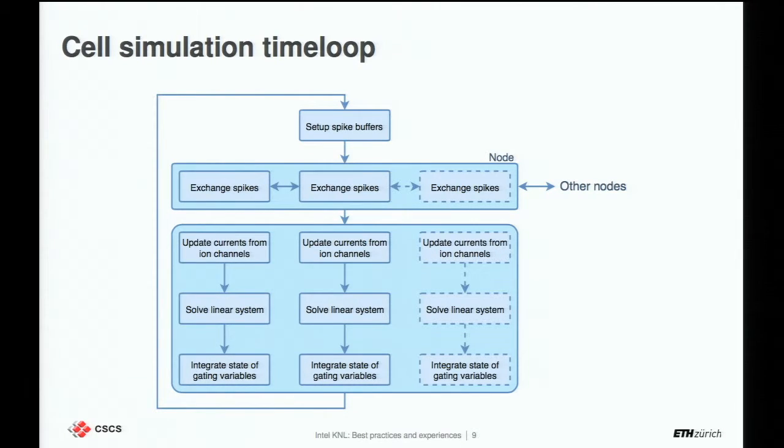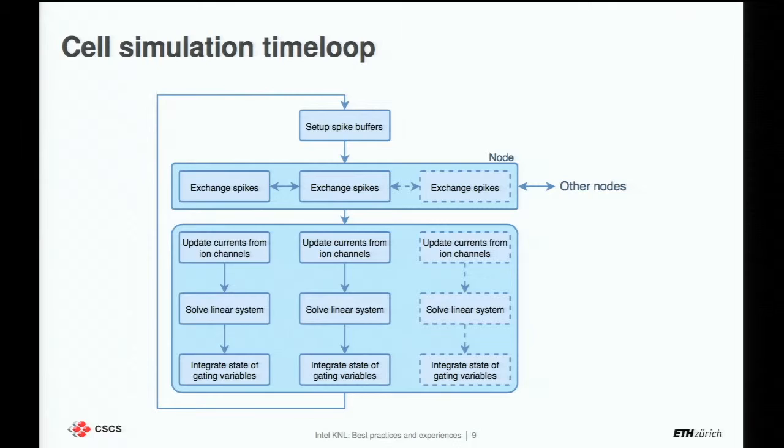Here is the basic time loop of the algorithm. First, we set up the spike buffers. This is basically a scheme for double buffering for the communication, so as to be able to overlap communication and computation. And then we start a parallel section. We first exchange the spikes. This is basically an all-to-all communication step that happens inside the node, but also at certain intervals we have communication between the nodes. And then it's the main computational loop, where there are basically 3 steps.